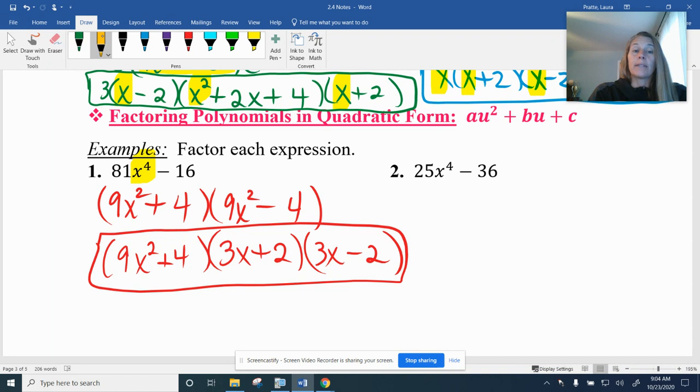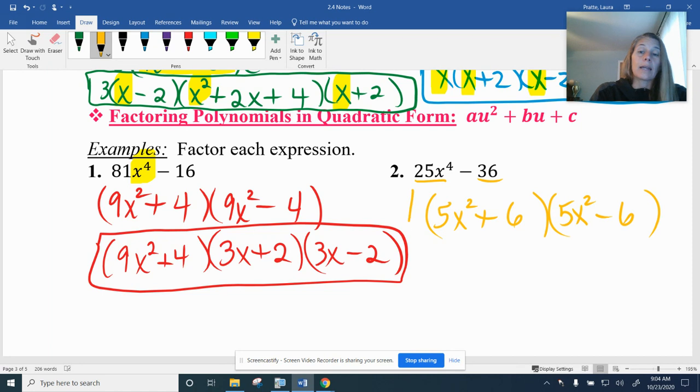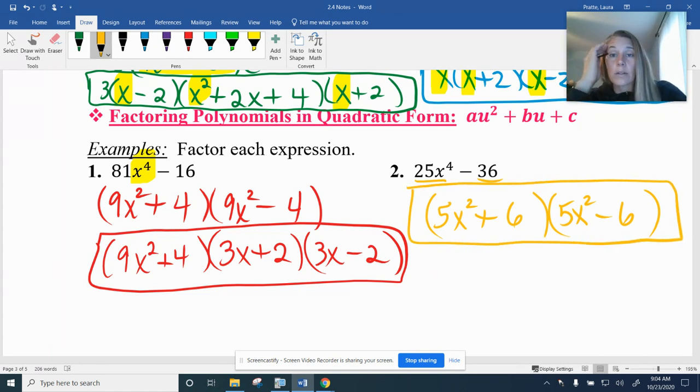Okay, number 2, same concept here. We have perfect squares. There's no GCF to take out or anything, so I'm going to go right into my difference of 2 perfect squares pattern. 5x squared and 5x squared. Square root of 36 is 6 and 6, and of course I need those opposite signs. And this particular problem, even though I have those 2 x squareds, there's no more factoring that I can do there.